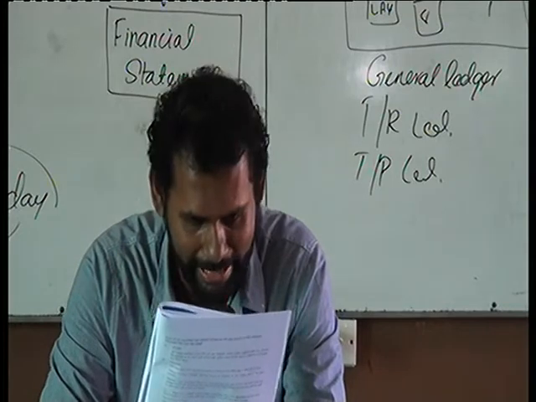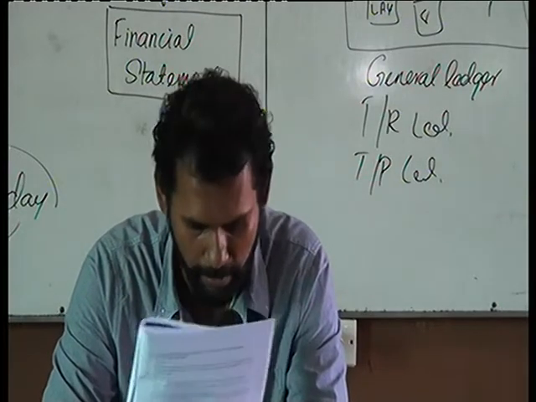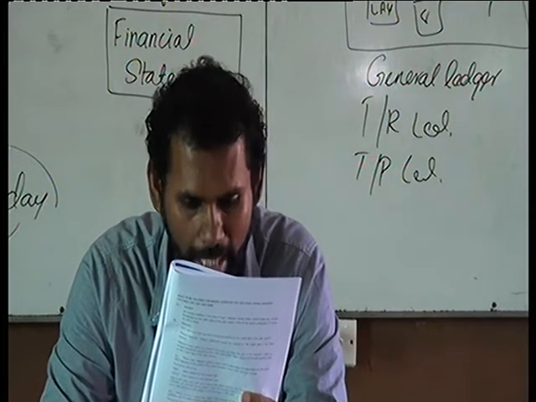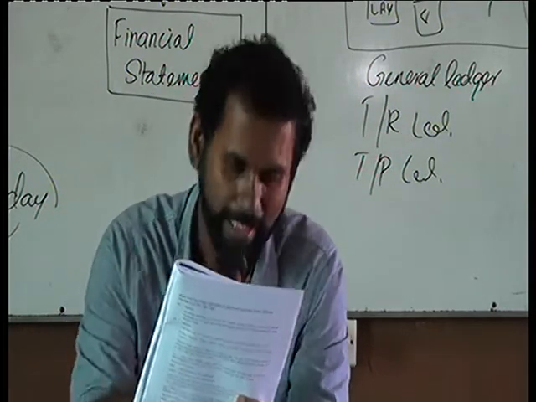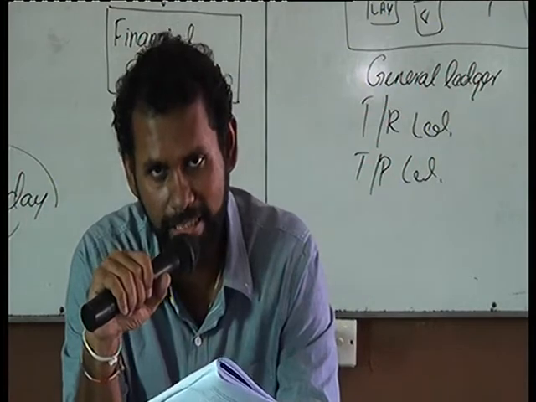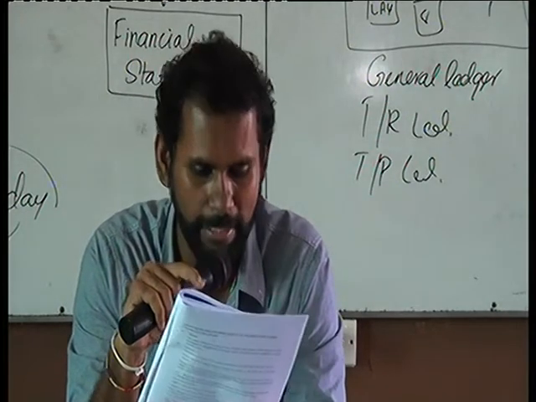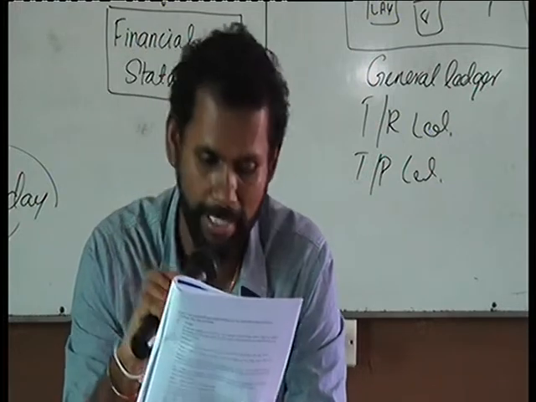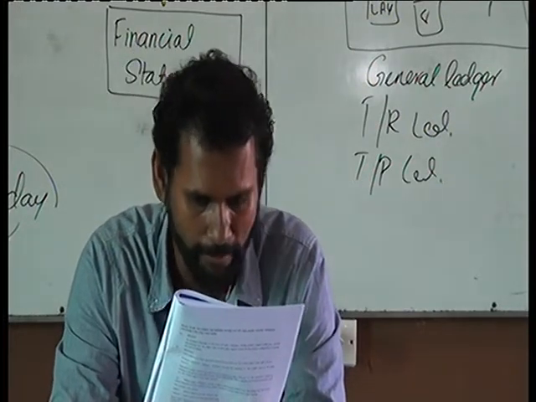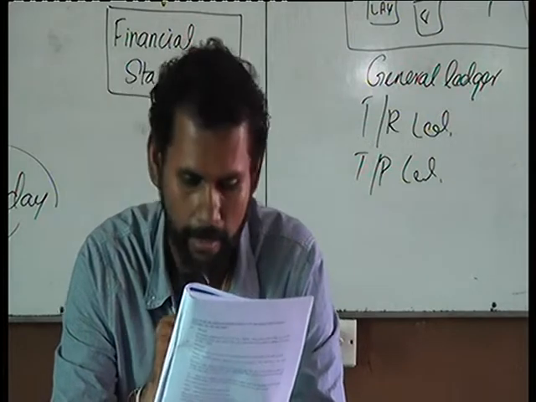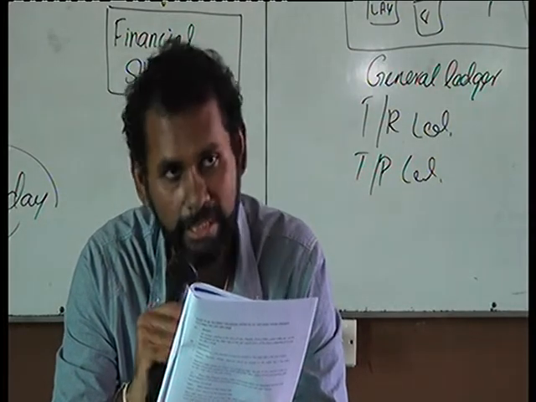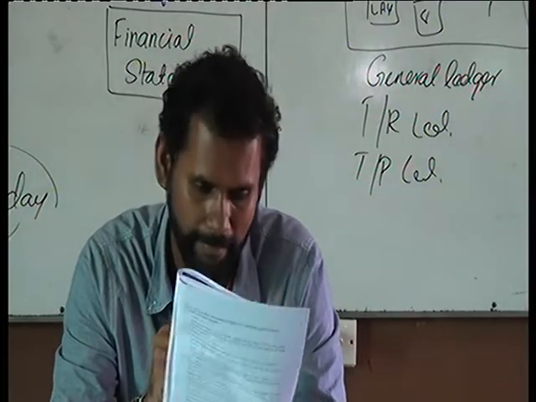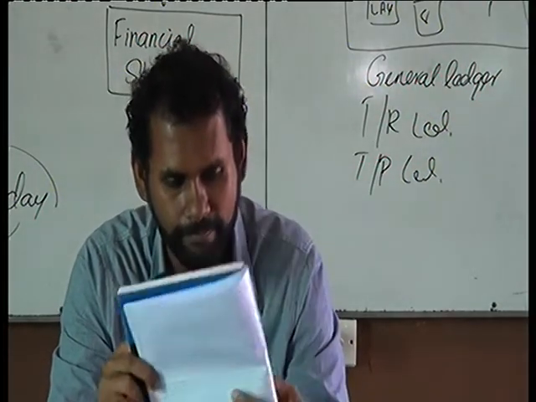So date, receipt number, description, folio number, and then we have two columns, cash and bank. If the transaction is related to cash, we'll be recording it in the cash column. If the transaction is related to the bank, we'll be recording it in the bank column. In the same way, we have the credit side, where date, voucher, description, folio number, cash and the bank are there.